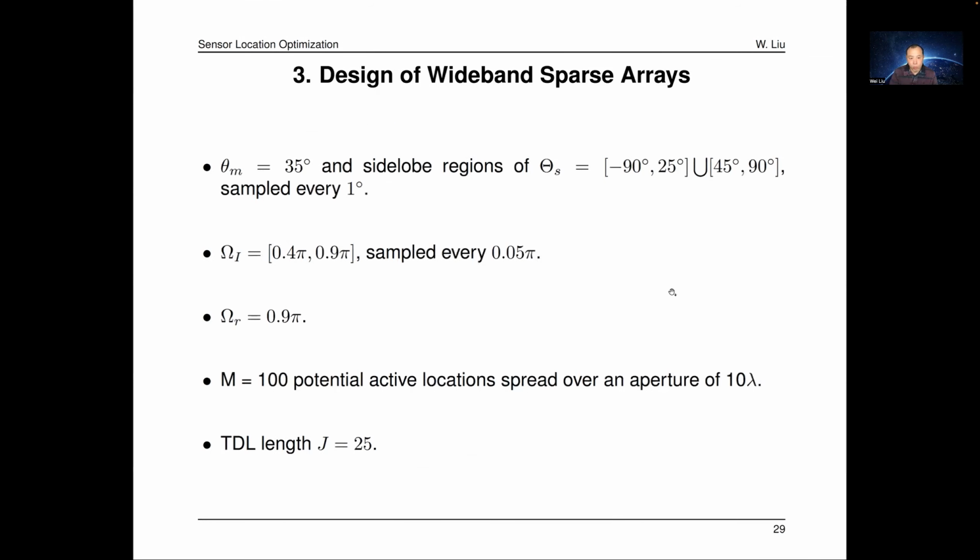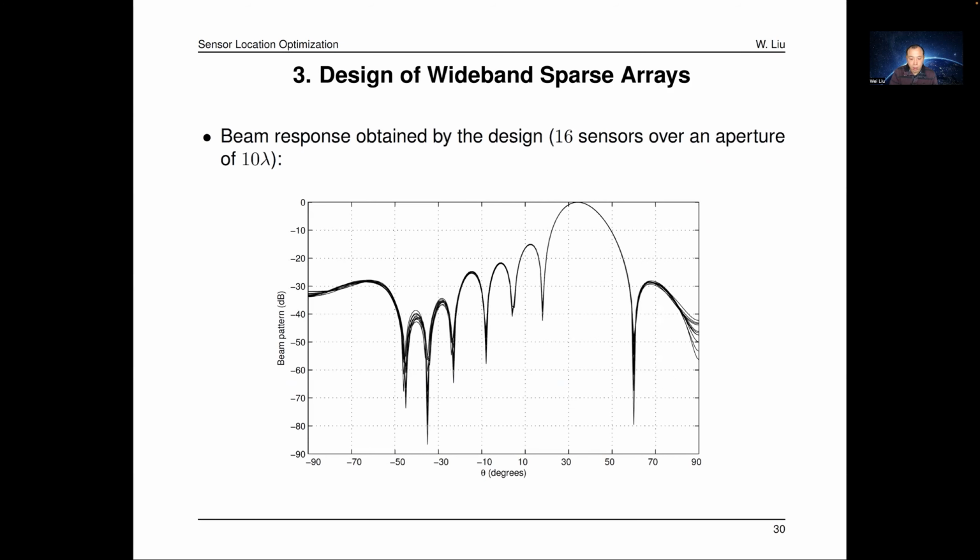And now is off broadside main beam design. So you have main beam direction of 35 degrees, and the normalized frequency range of interest is 0.4 pi to 0.9 pi, and the reference frequency is 0.9 pi. And again, you have 100 potential locations within this 10 lambda, and target line length is 25. And the result is you have 16 sensors. So 16 sensors. Have more sensors due to this new requirement, because of off broadside.